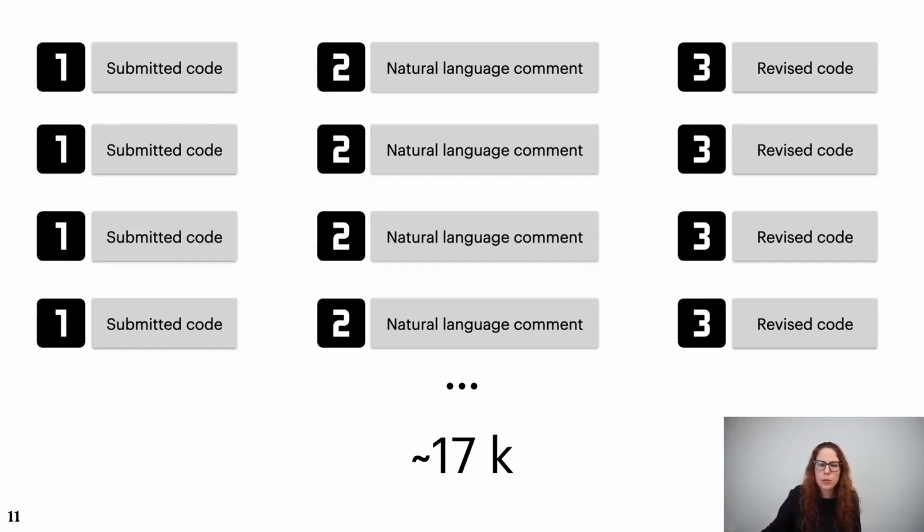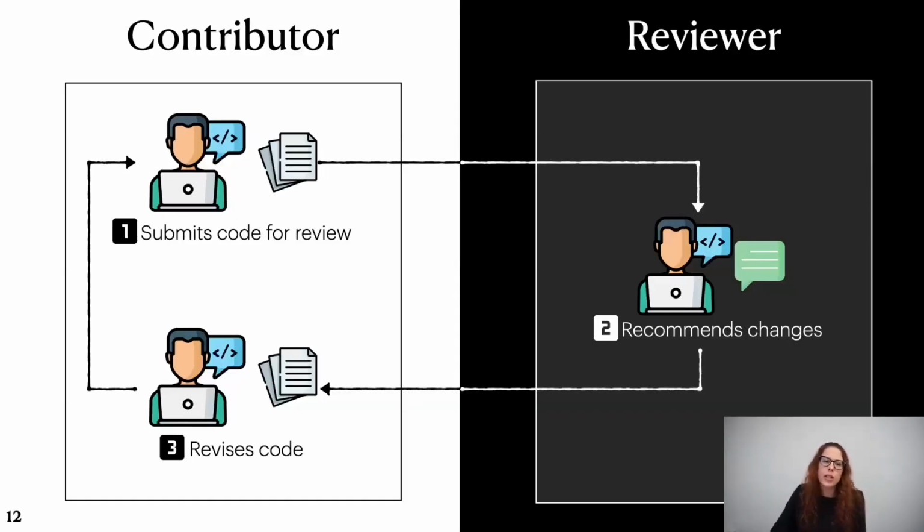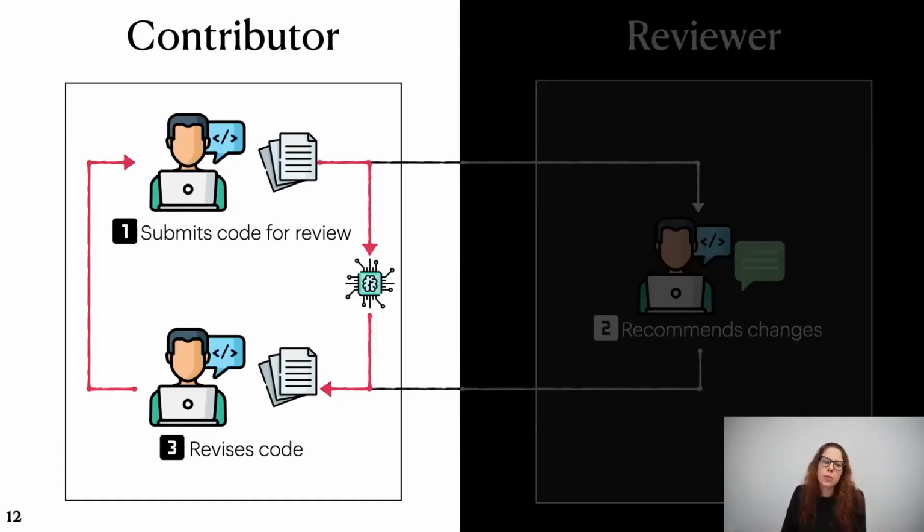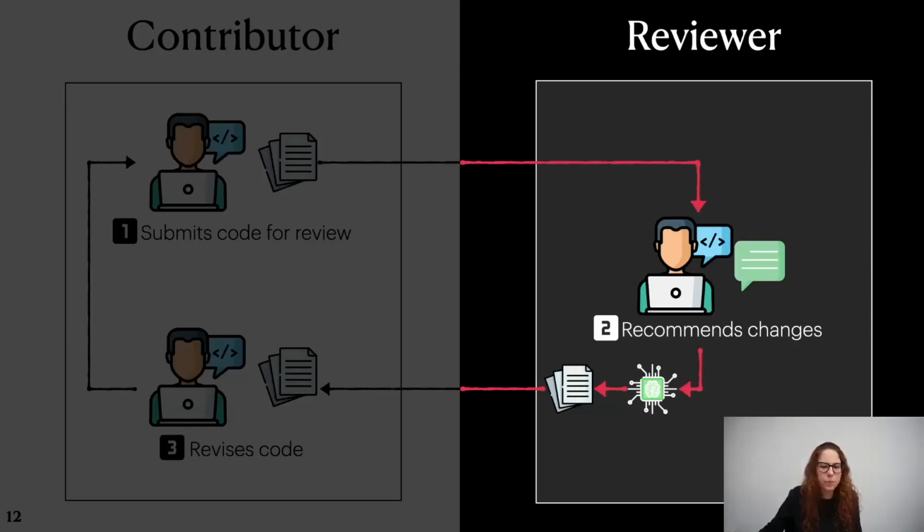So going back to the code review overview, we want to automate one task on the contributor side and one on the reviewer side. On the contributor side, what we want to do is provide the developer with a preliminary version of the revised code, but skipping the reviewer interaction. So we want to generate the code implementing changes likely recommended by reviewers. In this way, the contributor can submit for review a first better version of the code.